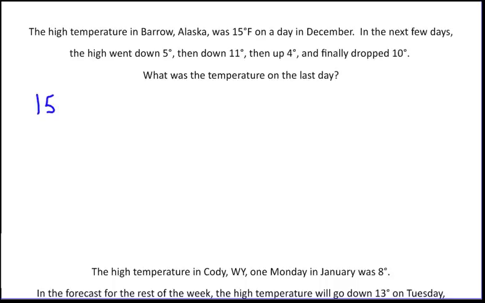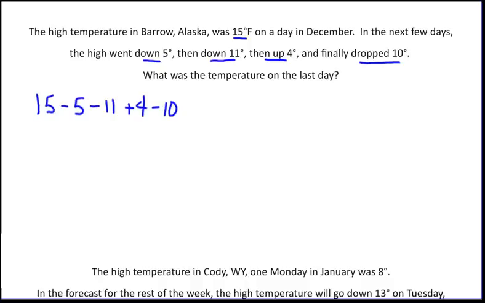We are starting with 15, then going down 5, down 11, up 4, and finally dropping 10.